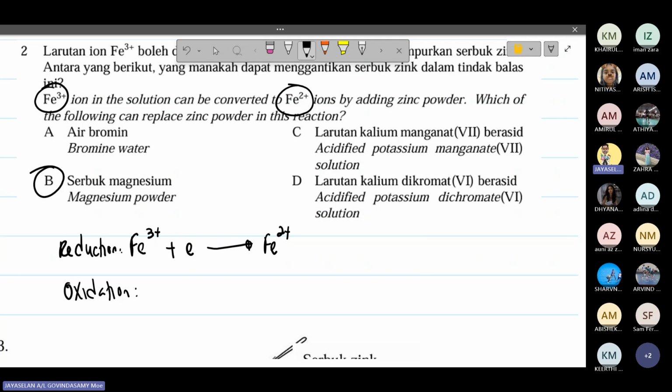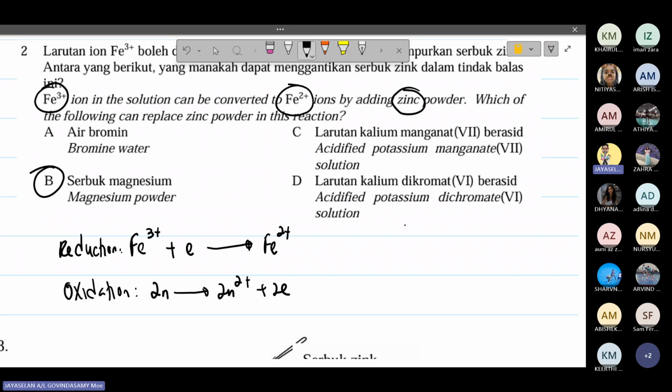The substance should undergo oxidation. So we need a reducing agent. Reducing agent, they already give you zinc. A more electropositive metal will undergo oxidation by losing 2 electrons. It will lose 2 electrons. So zinc can be replaced with another reducing agent.